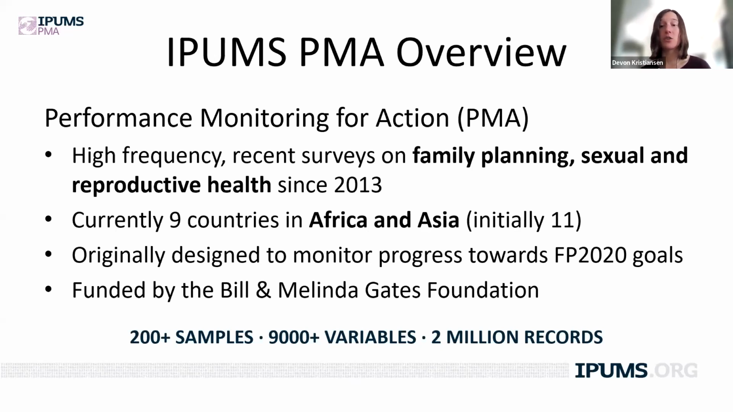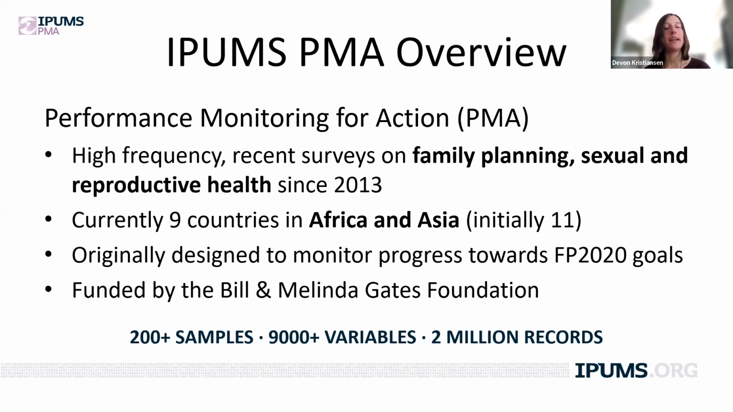towards FP 2020 goals. So rather than monitoring progress by DHS samples, because they're about 5 years apart, these would be at least annual surveys, and sometimes they fielded surveys every 6 months or so. They use mobile devices and women who live within the primary sampling units to be interviewers. So it's a rapid turnaround survey.